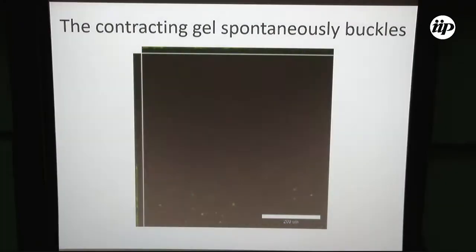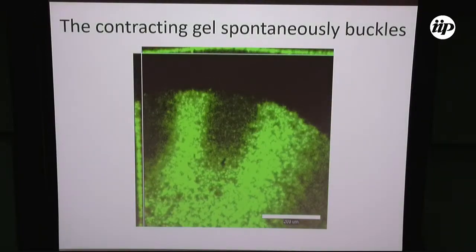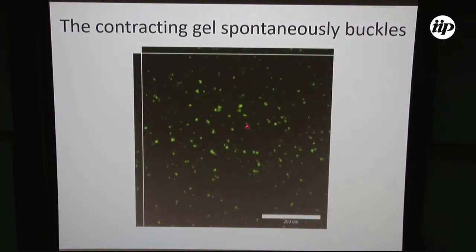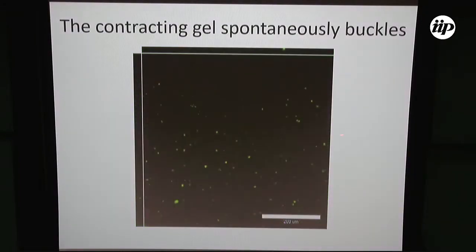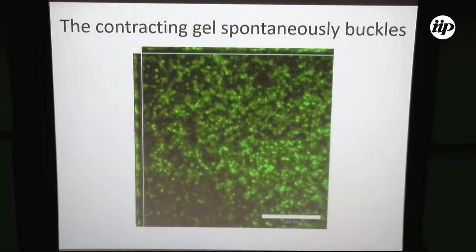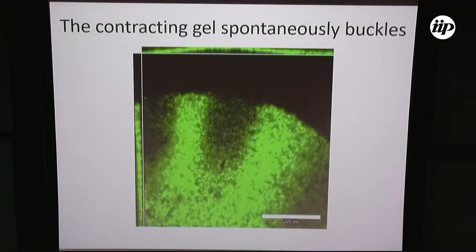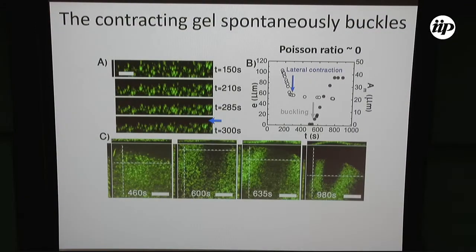So they contract, and at a certain point they start to buckle. And the buckling really, so this is the phase of contraction, and really the buckling occurs at the periphery of the gel. So let's take a deeper look at that. Let's take a look at how it happens.